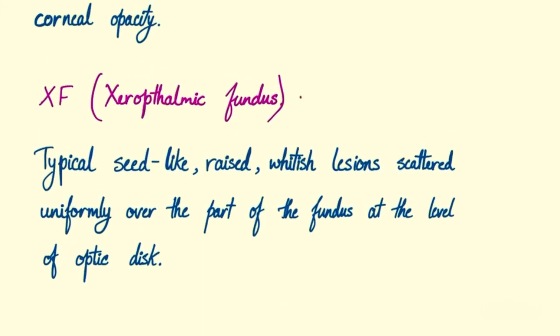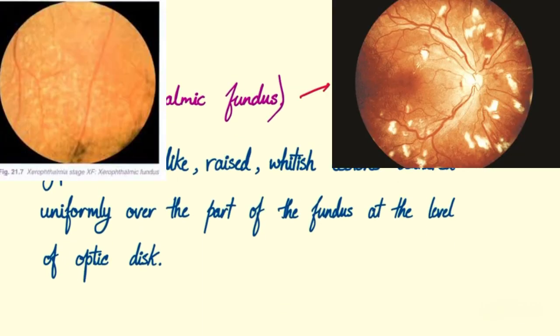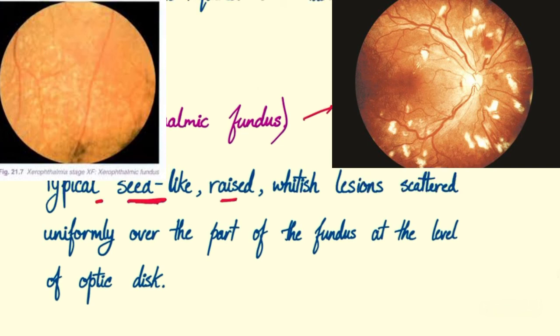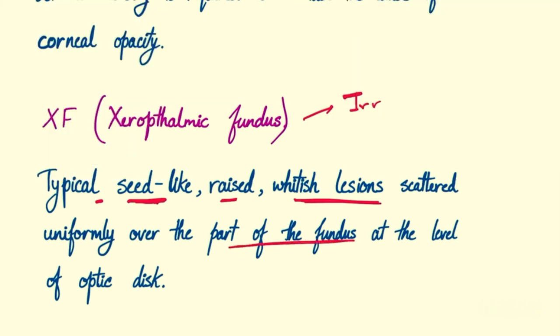Xerophthalmic fundus: it is irreversible and typically seed-like. Raised whitish lesions will be seen, scattered uniformly over the part of the fundus at the level of the optic disc. Now it has reached the optic disc and retina, almost the innermost part, and it has reached the fundus, and it is irreversible.